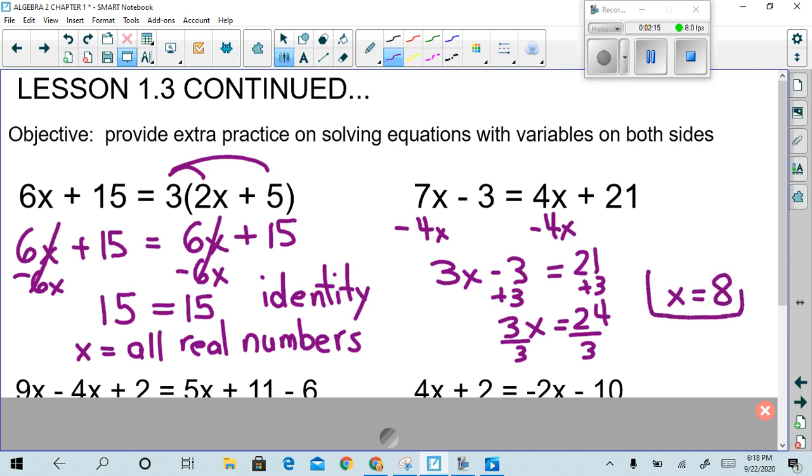If I take 8 and check that number in this equation, everywhere there's an x, I'll replace it. 7 times 8 is 56. 56 minus 3 is 53. 4 times 8 is 32. 32 plus 21, 53. It works.